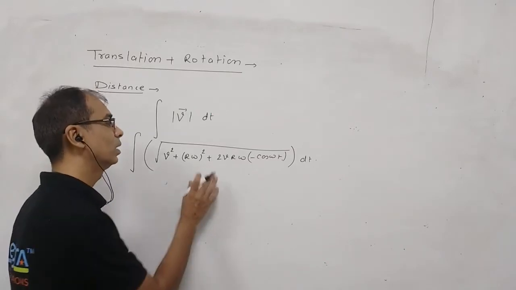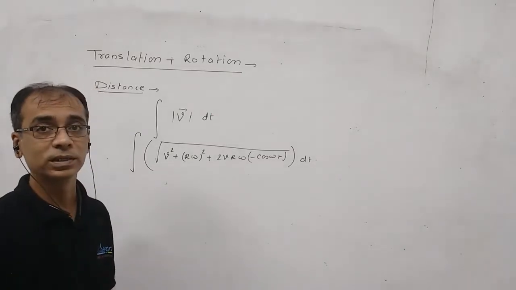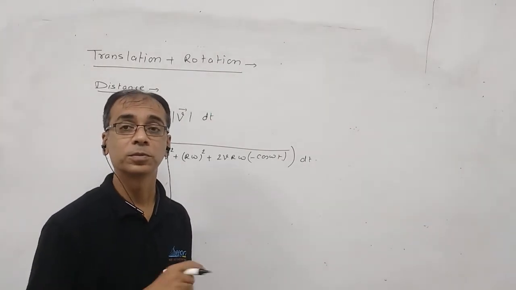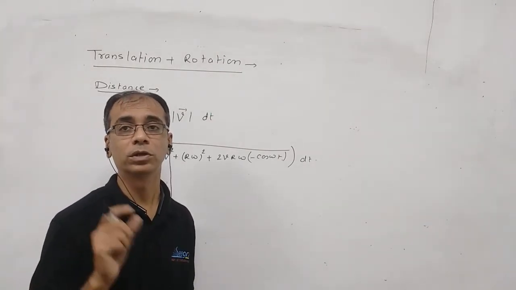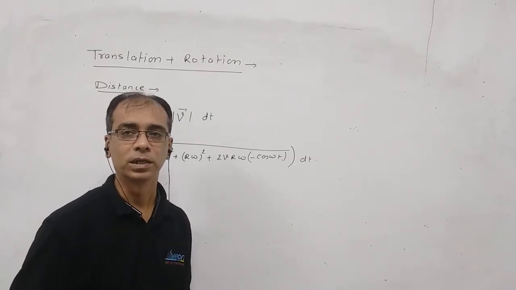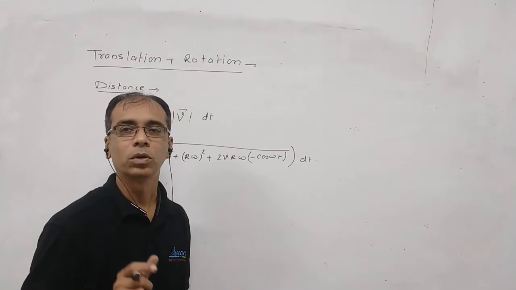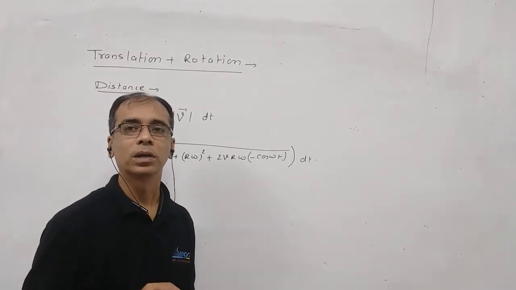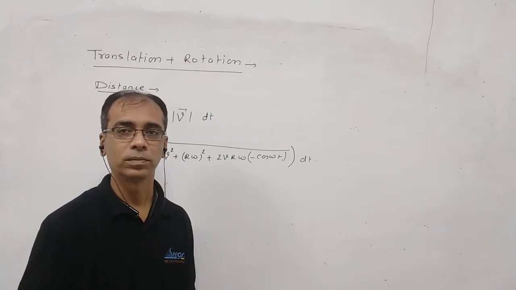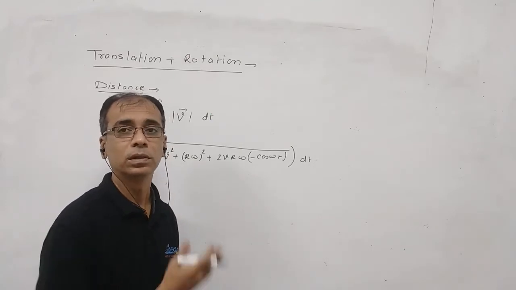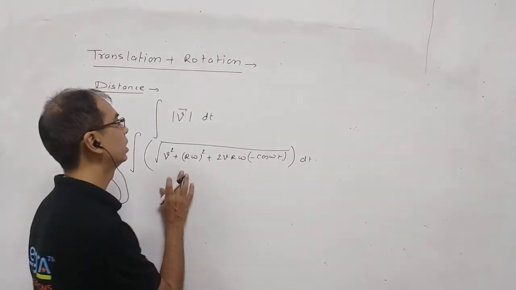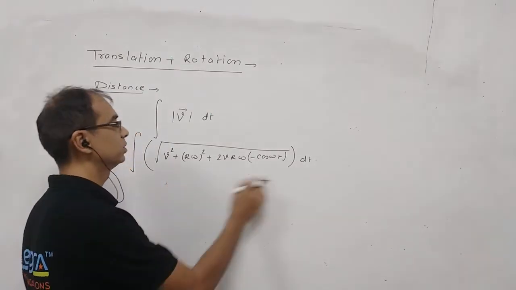So this way we have to find the distance traveled, but distance traveled, remember, is always different from the displacement. Displacement we saw a little while ago: we found the coordinates, vt minus R sine omega t as the x coordinate, R minus R cos omega t as the y coordinate, and we know how to find the displacement's magnitude. That's different. So this is the way in which you can find the distance, and this is the speed.